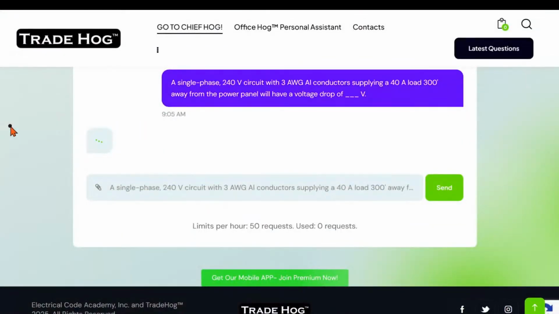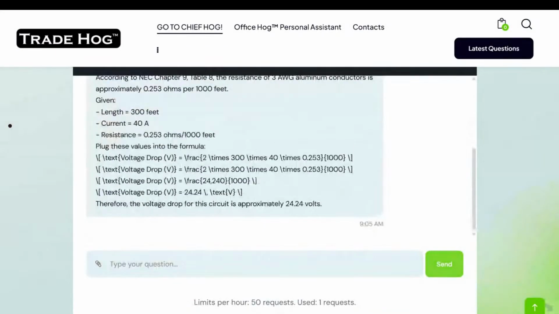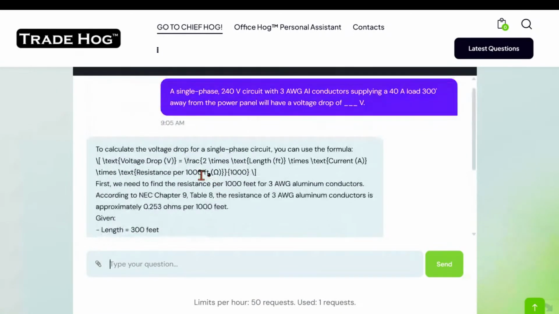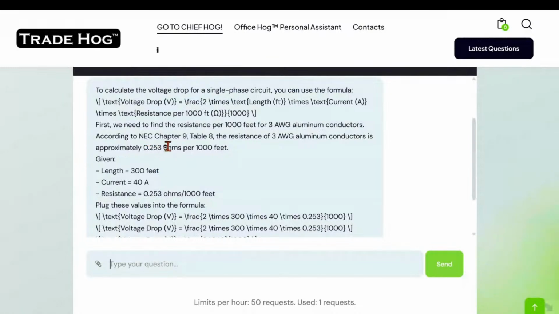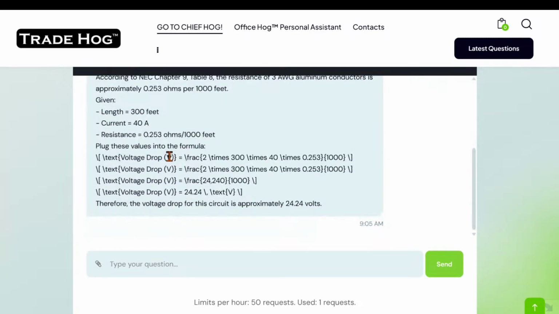And by the way, Jeff is constantly fine-tuning the hog and everything like this. Let's see what it says. Okay, so calculate the voltage drop, yada, yada, yada. It's got a bunch of this stuff. It says a 3 aluminum conductor. It got the ohms is 0.253. That came from Chapter 9, Table 8. I like so far. It says the length is 400 amps. The resistance here, plug in the formula. And it says, therefore, the voltage drop for the circuit is approximately 24.24 amps. Volts, okay? I believe I disagree with this.